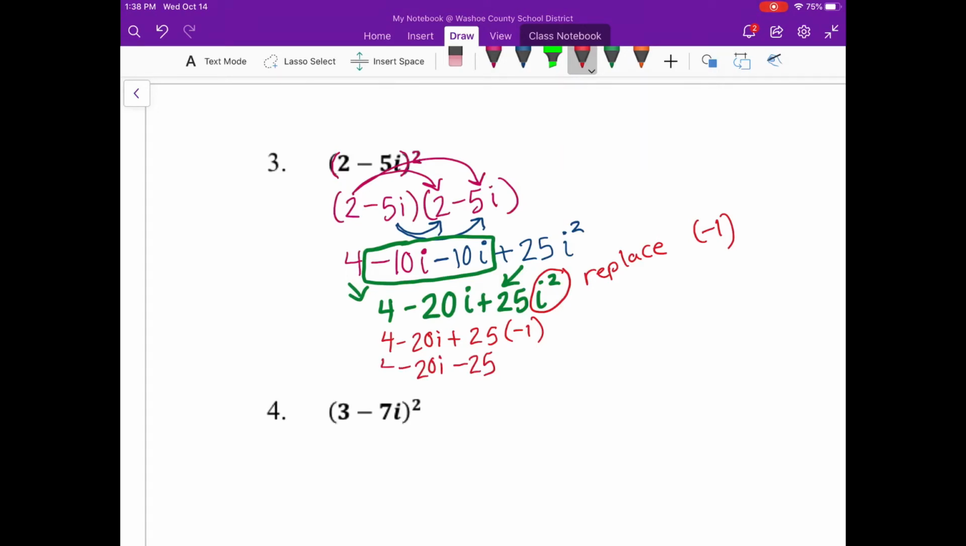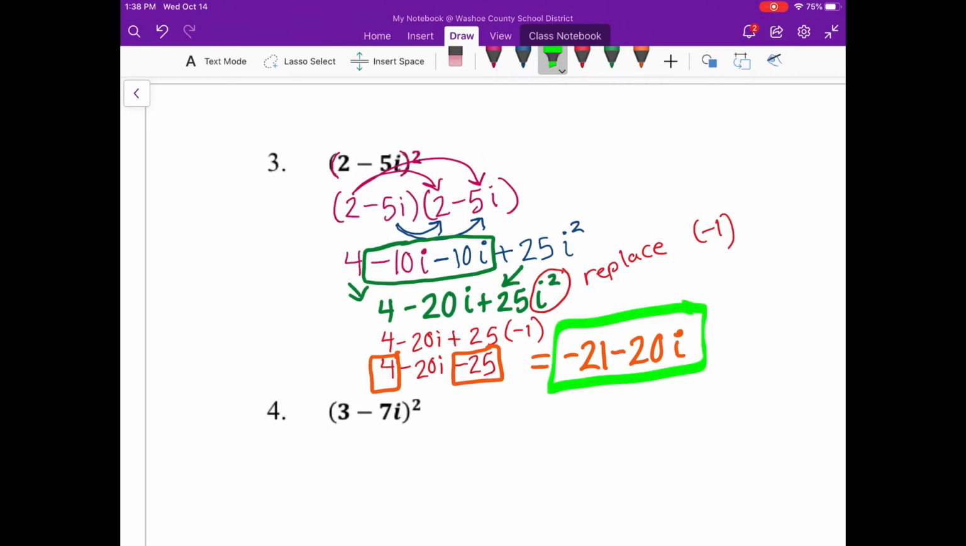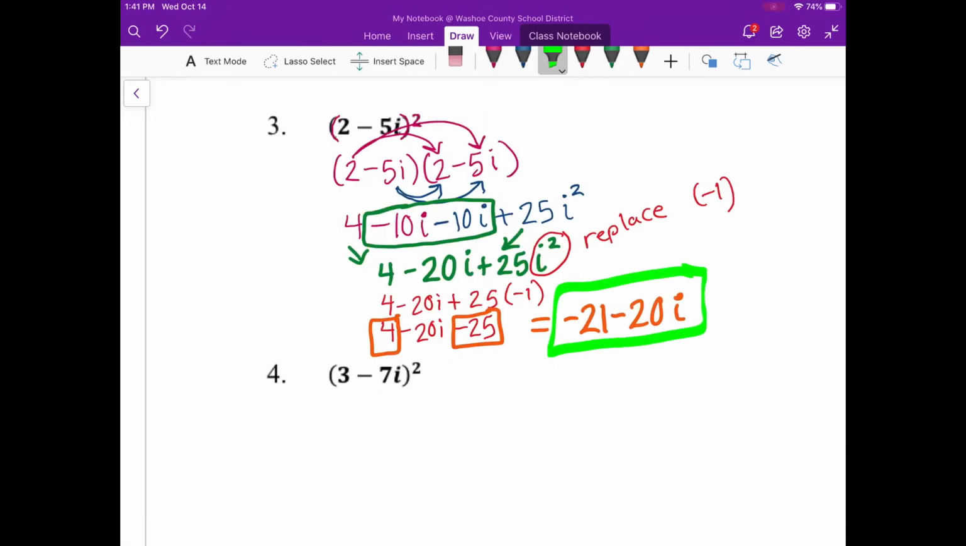So I'm going to rewrite that. And then just go back and check. Can you combine anything else to simplify this problem? You really should only have two terms, a real number and an imaginary number. So I can combine the 4 minus 25. 4 minus 25 is a negative 21. And I still have my minus 20i, giving me my final answer. So remember to write the real number first.